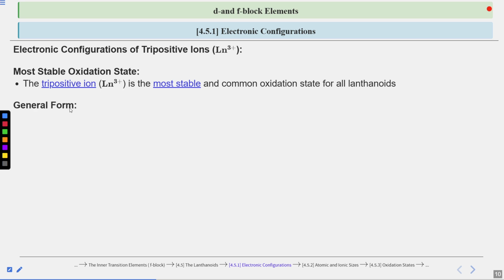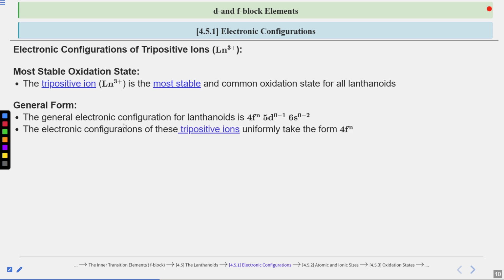The general electronic configuration for the lanthanoids is 4fn 5d0 to 1 6s0 to 2. Here n in the 4f can be filled from 1 to 14, the 5d can be filled only from 0 to 1, and the 6s can be filled from 0 to 2. Generally 6s2 is present in every element configuration along the lanthanoids. So this is the general configuration for lanthanoids, and the electronic configuration of these tri-positive ions uniformly takes the form 4fn.